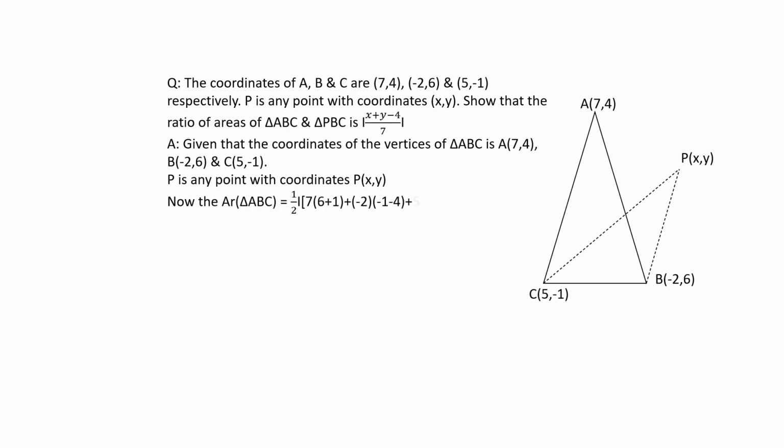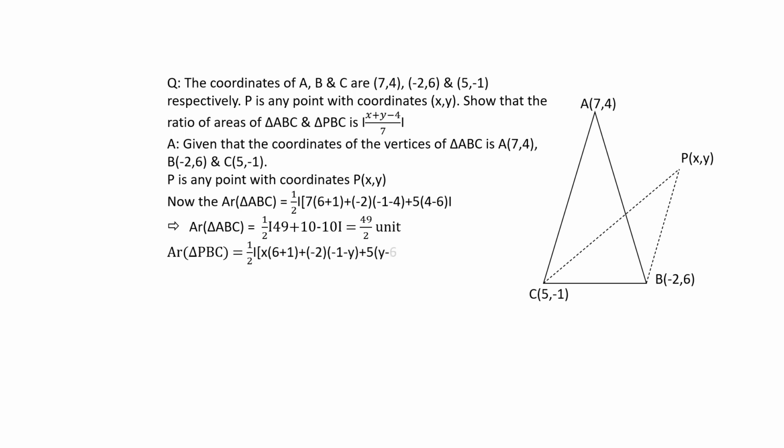Now the area of triangle ABC is 1/2 determinant of 7 into (6 plus 1) plus (-2) into (-1 minus 4) plus 5 into (4 minus 6), or it is nothing but 1/2 into (49 plus 10 minus 10), which is nothing but 49/2 units.